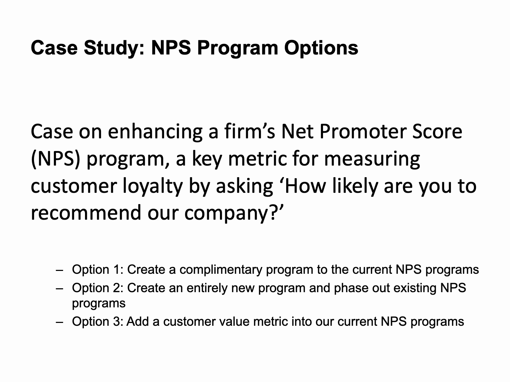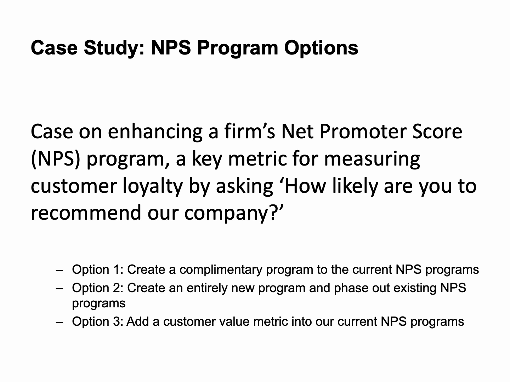The case study explores 3 options for improving an existing NPS program to gain deeper customer insights. Option 1 proposes a complementary program alongside current NPS initiatives, allowing firms to test new approaches without disrupting established metrics. For example, a retailer like Walmart might introduce a mobile app-based feedback system, collecting real-time data on in-store experiences while maintaining traditional surveys. This balances innovation with stability, minimizing risk but requiring additional resources.